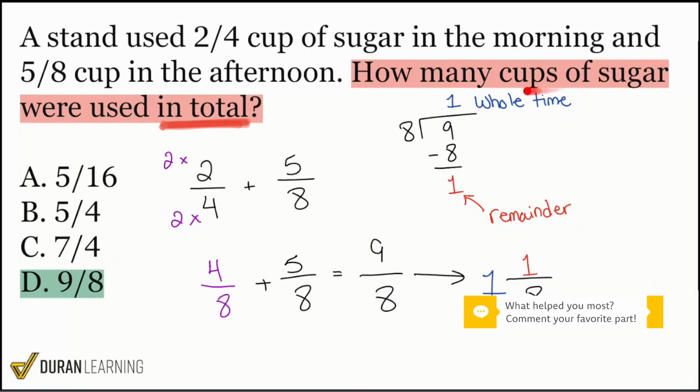And that whole division, that quotient that you get right here from doing the long division, that stays as the whole number.